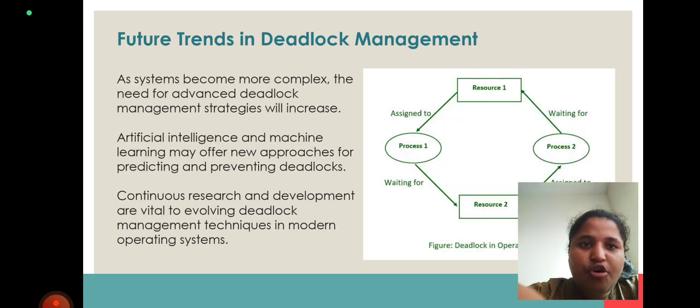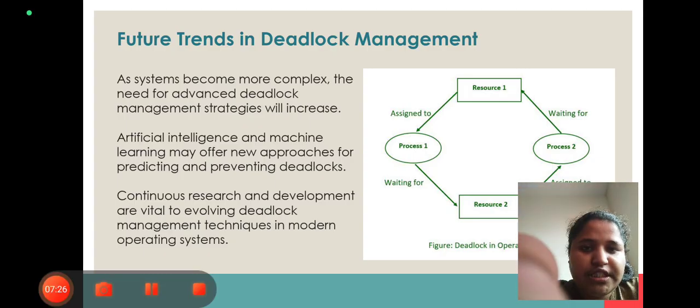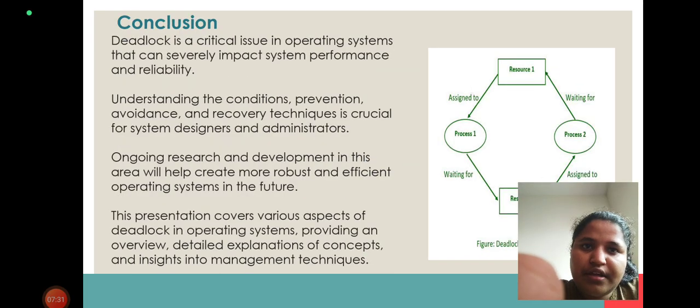As systems become more complex, the need for advanced deadlock management strategies will increase. Artificial intelligence and machine learning may offer new approaches for predicting and preventing deadlocks. Continuous research and development are vital in evolving deadlock management techniques in modern operating systems.